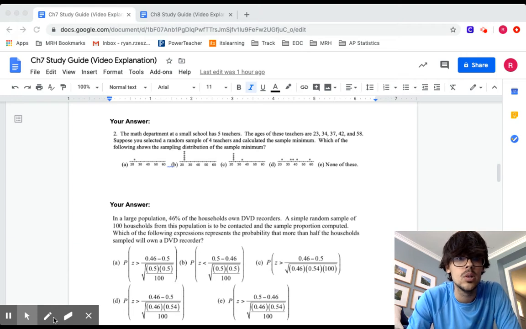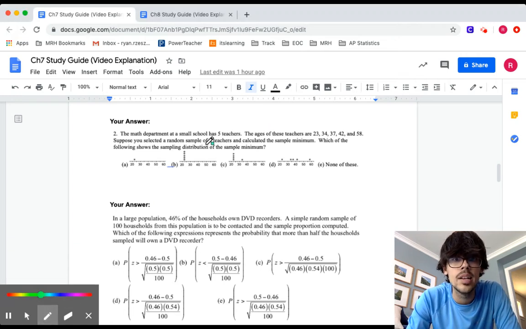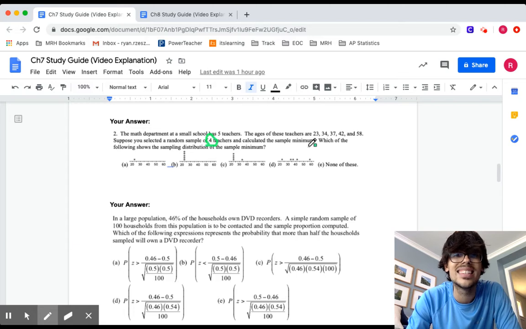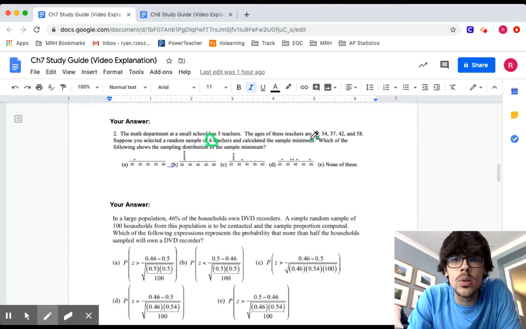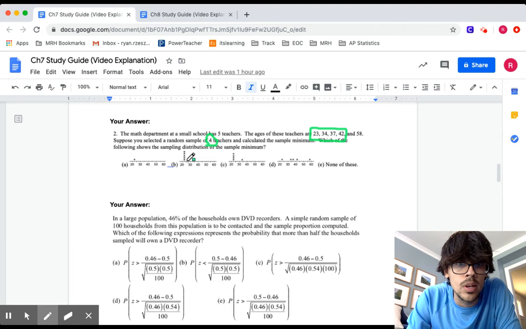So you've got these 5 teachers, and you're going to pick samples of size 4, and you're going to calculate the sample minimum. So you're going to take 4 of those 5 dots, and you're going to figure out what the minimum is for them. Let's say I took these 4 dots. These were my 4 people randomly selected right there. If I did that, I would get for my sample minimum a 23. So my graph is going to have a dot at 23, and that's what several of these choices already have, so that's cool. And then let's say I got the first 3 values, but then I got this 58 instead of the 42, so the 42 didn't count. Well, that minimum would still be a 23.